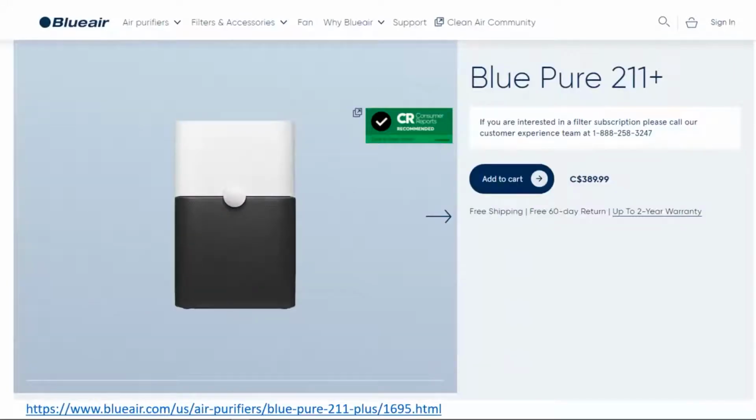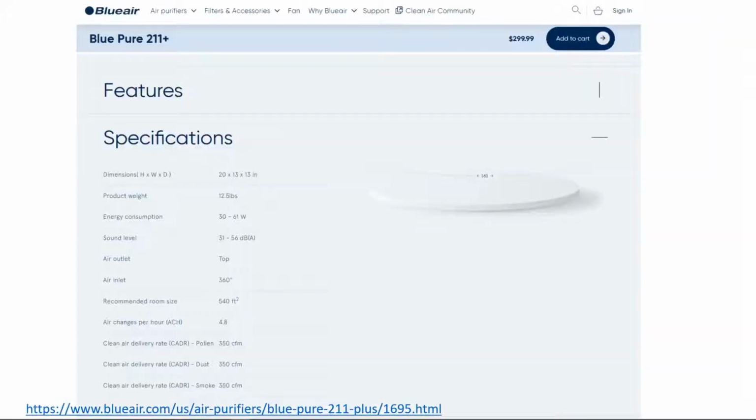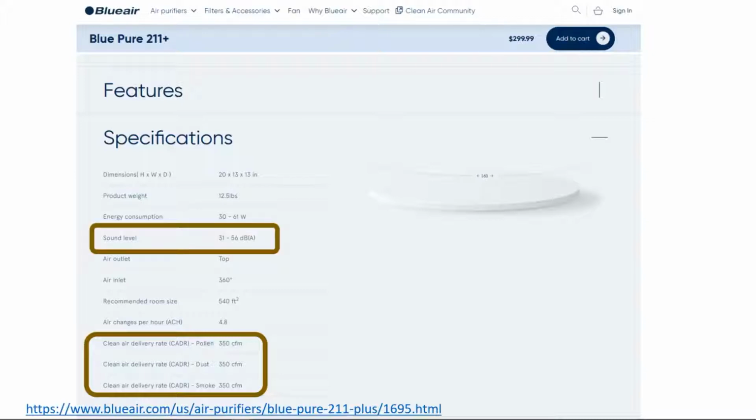So here's the one we use in our clinic. When I went on the website, it actually gave me the CADR numbers for pollen, dust, and smoke. They're all the same, so it didn't matter which one you use, but smoke might be the good one to use if they're different. It also gave the sound level. It has 3 speeds, so I only know what the sound level is for the low speed and for the high speed.